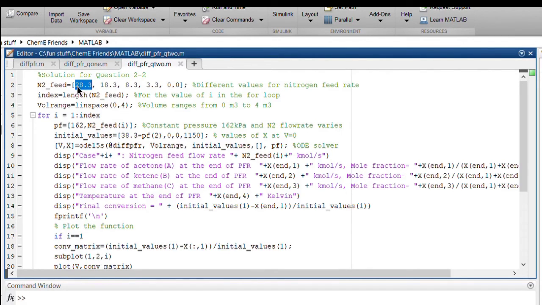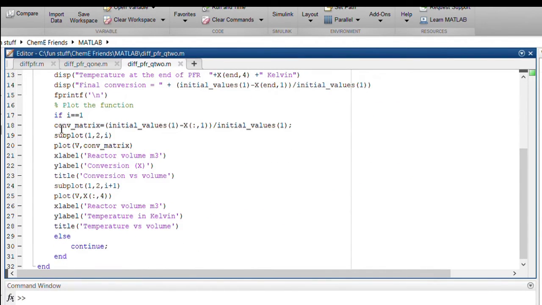So in the first case, when the nitrogen flow rate is 28.3, our initial value for acetone will be 38.3 minus pF2, which is the nitrogen feed. So this will be equal to 10, and as we go on through the for loop, we will see that the values will keep changing and we'll get different cases.